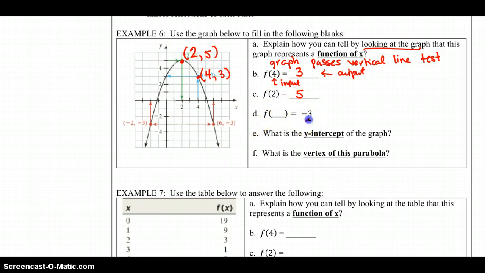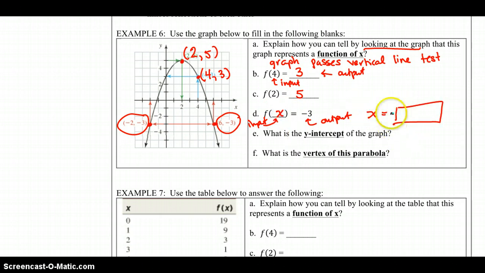Now D is a little backwards because now we're given the output and we want to know what input corresponds to that. So we want to look at 3 on the y-axis and look to the left and to the right and see if there are any points on the graph, and we get two. We've got one at (-2, 3) and another one at (6, 3). In the homework they put an x here, and off to the side they've got x equals in a box for the answer. Here x could either be -2 or x could be 6.